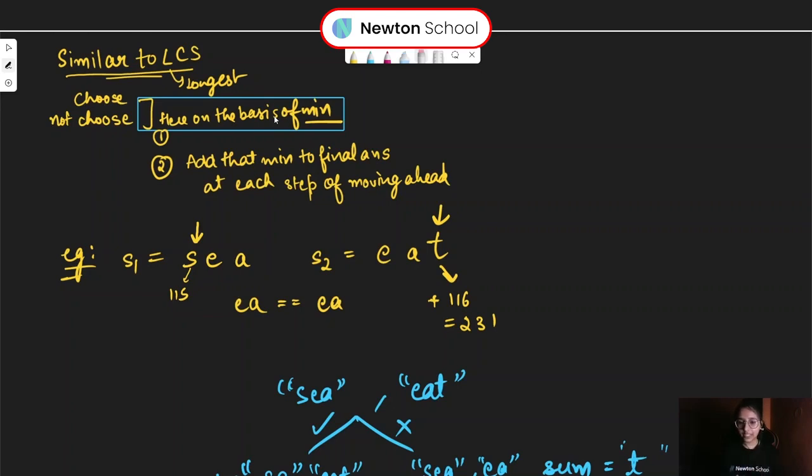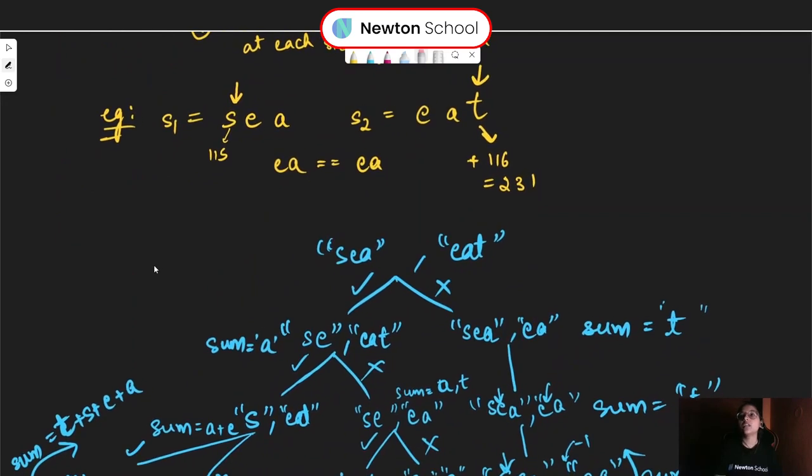So presently I'm just building up the context, then with the example I'll show you what all these things mean. The second thing we are required to do is add that minimum to the final answer at each step of moving ahead. So let us take the first example and go ahead. Here are the two words given in the first example. We selected s, whose ASCII value was 115, and t, whose ASCII value was 116, and adding both of them gave us 231, right? After deleting them from both words, we got EA and EA, and both of them are equal, right? So we got the desired result with the minimum sum of deletion. This is the thing we want to achieve.